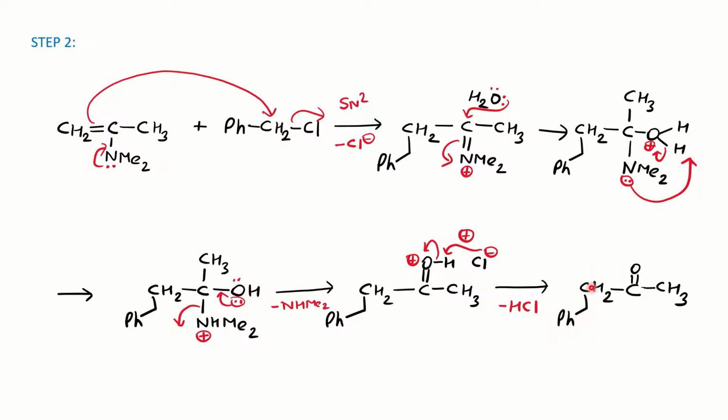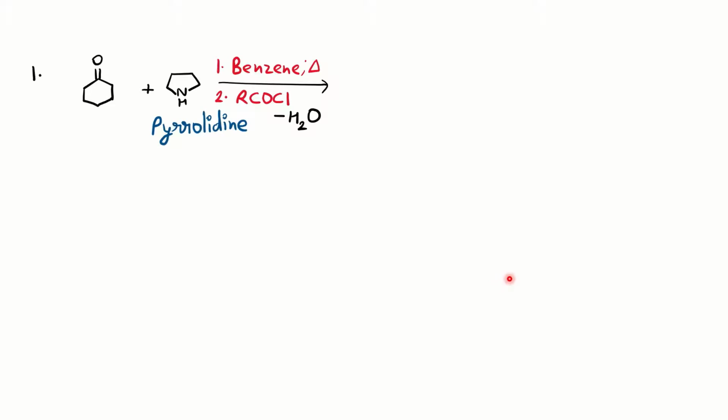You can notice here this was the acetone, and here you have increased the chain and formed a new C-C bond. So we have learned the mechanism of how to synthesize the enamine and how to get the alpha substituted product in the presence of enamine. Now we will see some problems related to it to clear our concept.